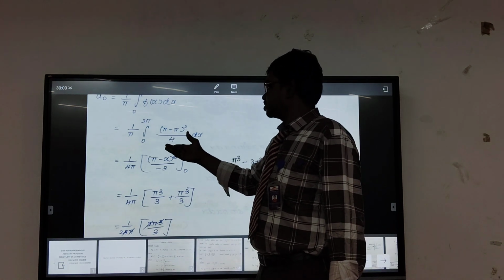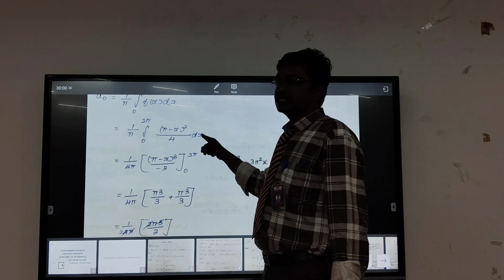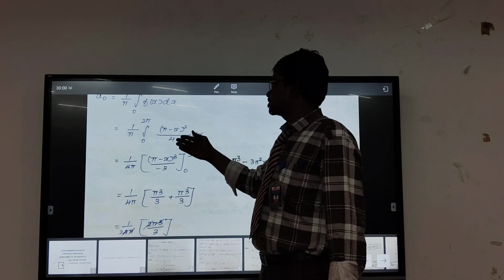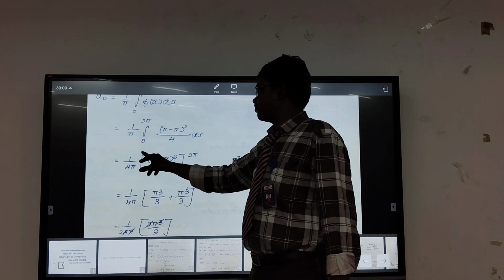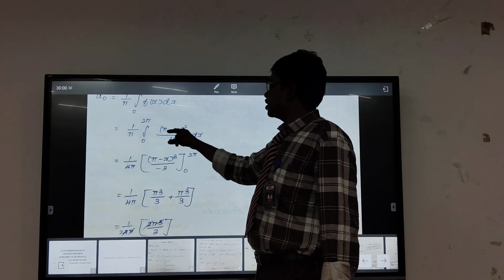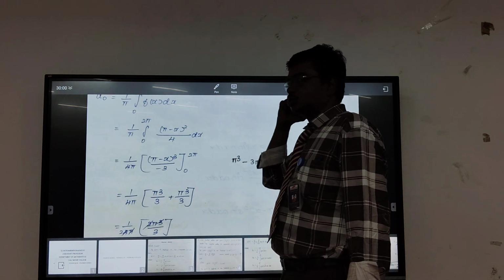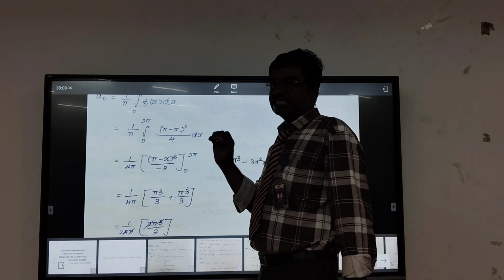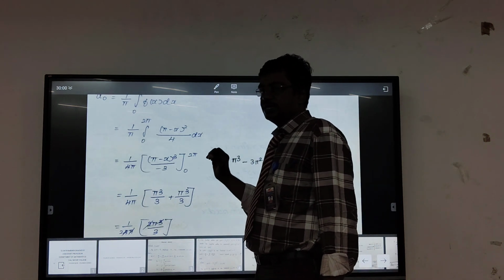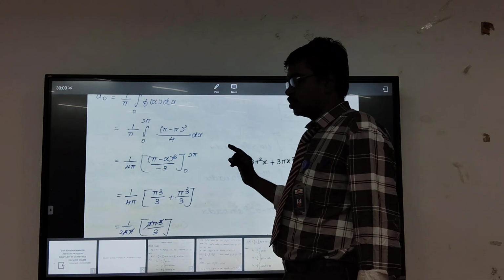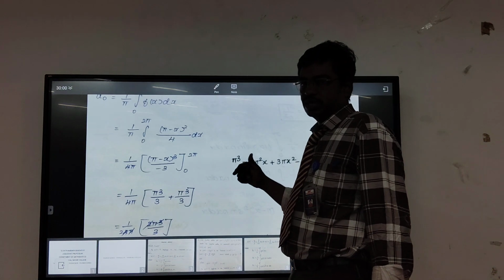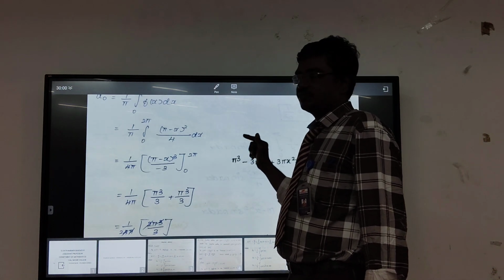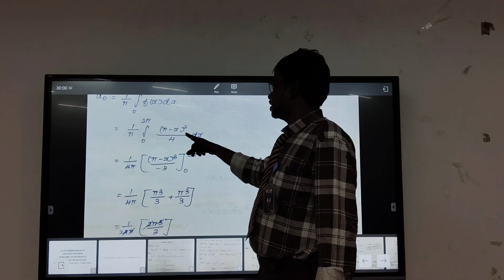Here the variable is x, and otherwise it is constant. So I take 4 and pi outside, 1 by 4 pi. Now I integrate (pi minus x) whole square. What is the formula for the integral of (ax plus b) power n dx? It equals (ax plus b) power n plus 1 by n plus 1, into 1 by a. This is the formula, so I can use it here.